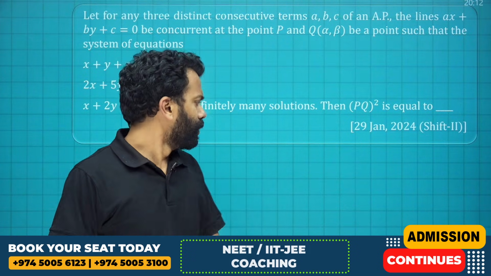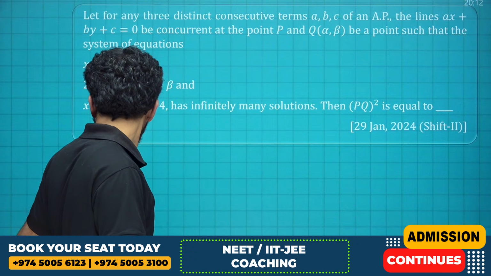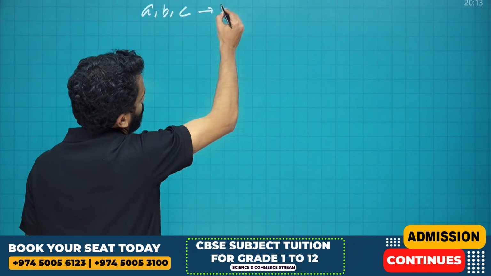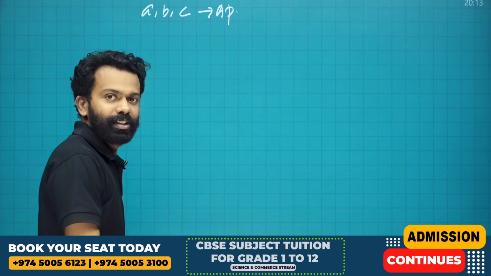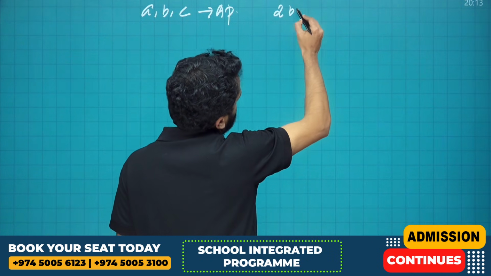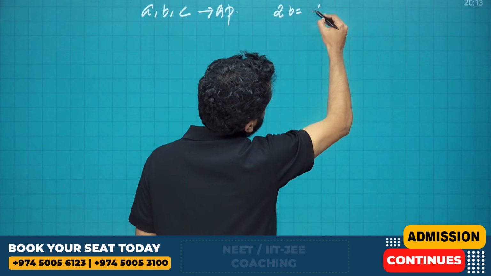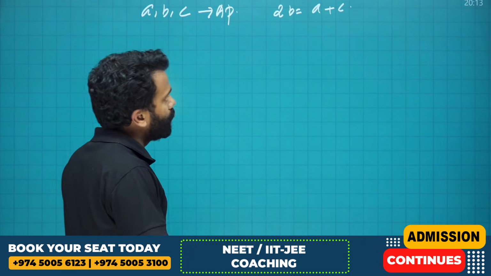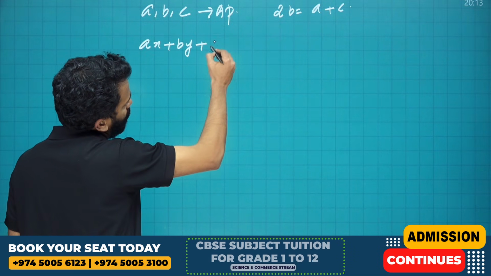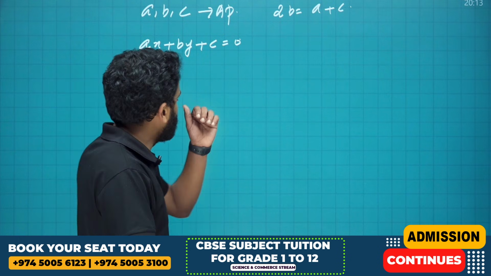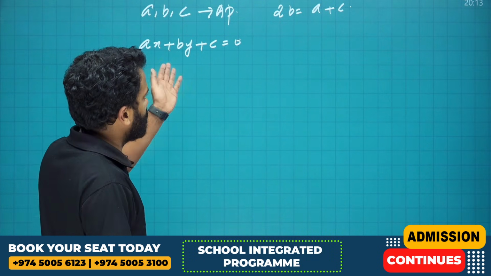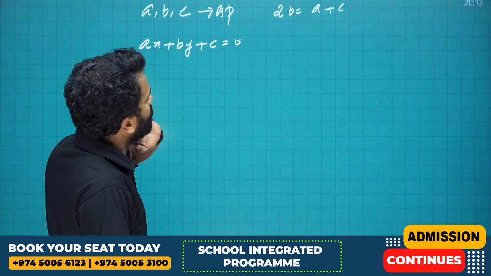So let's move to the next slide. They have mentioned that A, B, C are in AP. If 3 numbers are in AP, then we know that the double of the middle term is equal to the sum of extreme terms. That is 2B is equal to A plus C. And we know that the equation is given by Ax plus By plus C is equal to 0. You know that it is a straight line equation. It's a first degree equation in x and y. Therefore, it is an equation of a straight line.